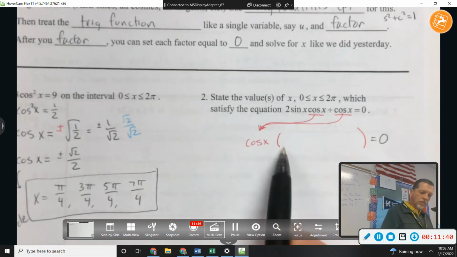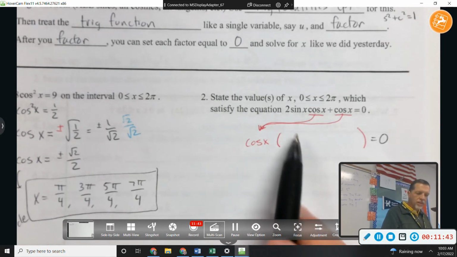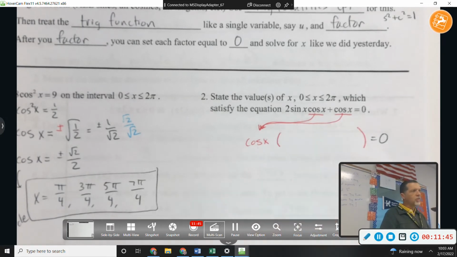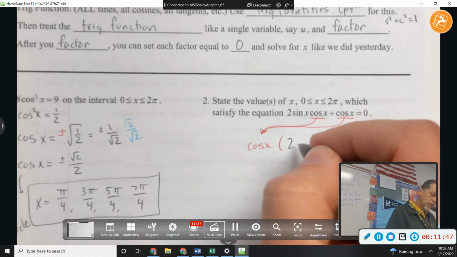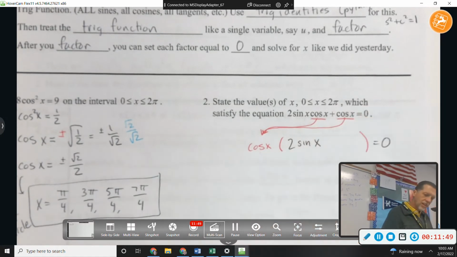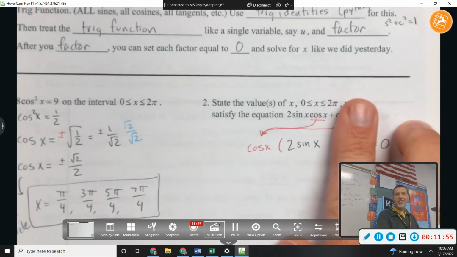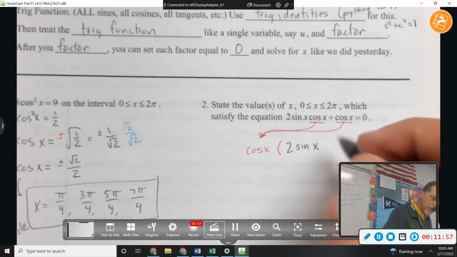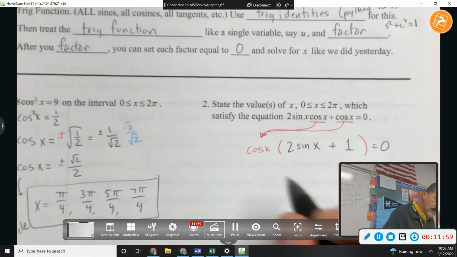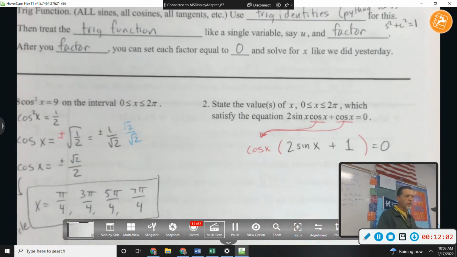What's going to go in this first blank? Cosine times what would give me 2 sine cosine? 2 sine. And then, good, plus 1. Some people think, oh, I took the cosine, it's gone. Well, no, the cosine's gone, but you still need a plus 1 in there so that if you distribute it, you still get the cosine. So it doesn't just go away. You need the 1 there.